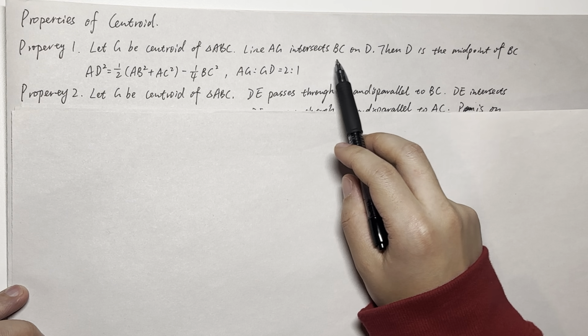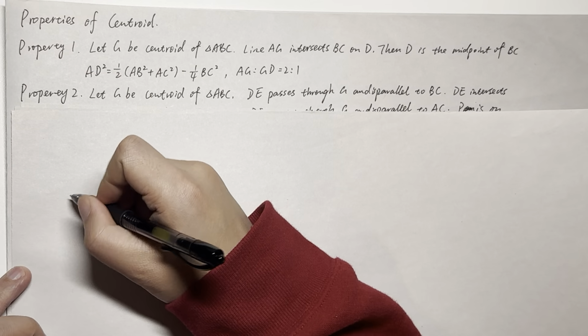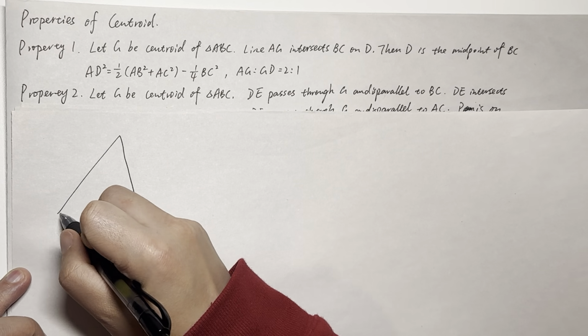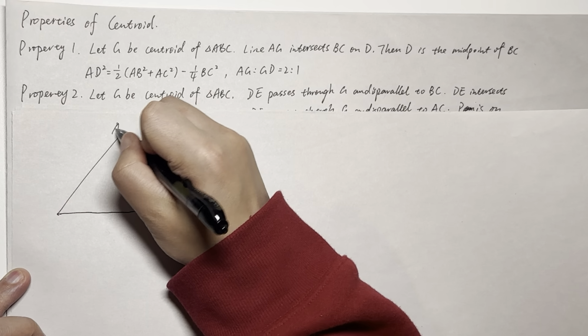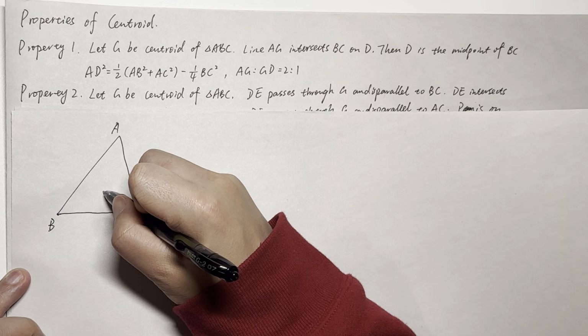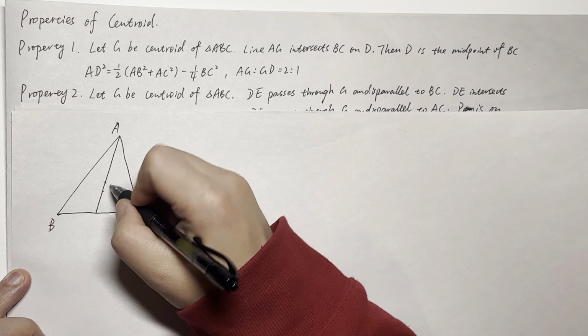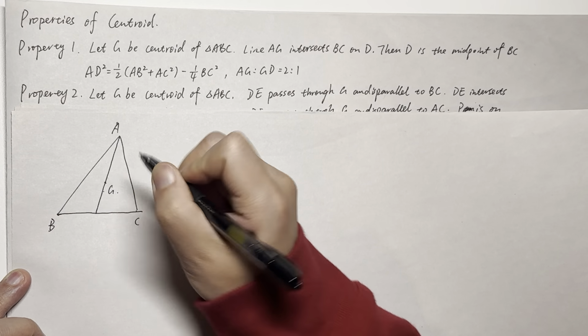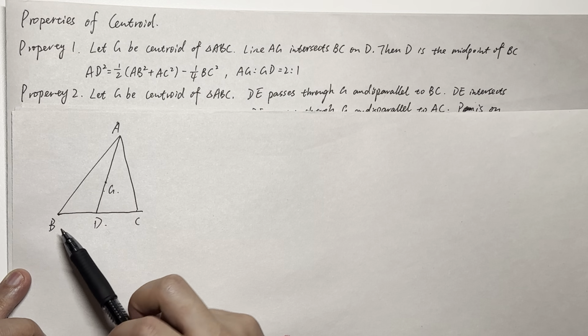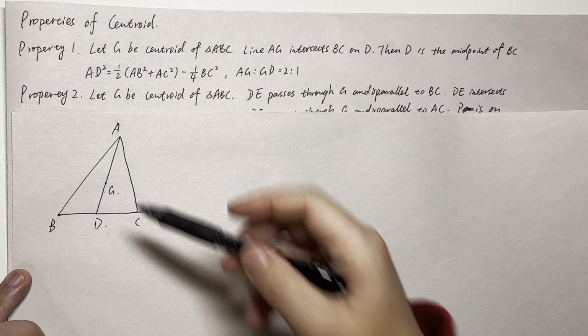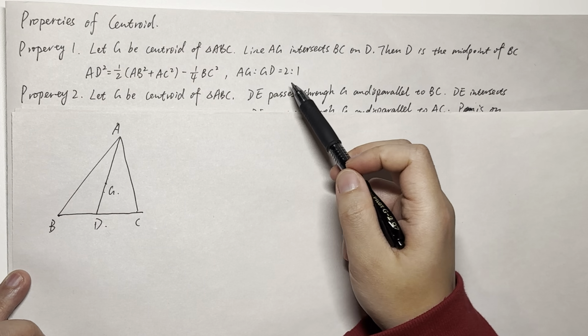Line AG intersects BC at D. So let's just draw it here. A, B, C. And roughly say this is G, this is D. Then D is the midpoint of BC, of course, because AD is a median. Then AD squared equals 2 times half of AB squared plus AC squared minus 1 quarter of BC squared. And AG to GD equals 2 to 1.